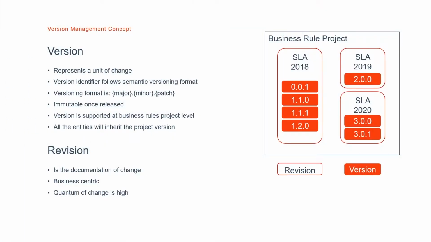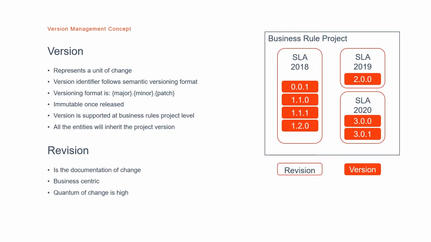There are two different concepts that you can use during the release process. You can or you must change the version, and you can change the revision. The version is really a unit of change. So it's following the semantic versioning format, which means you've got a major version, minor version, and a patch number. The major version is usually a breaking version. Once you've released a version, you can't change it. So if you're releasing a new version, it needs to have a different number.